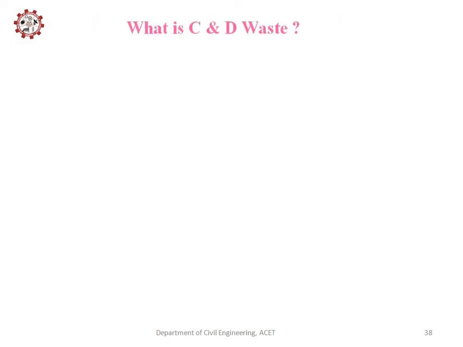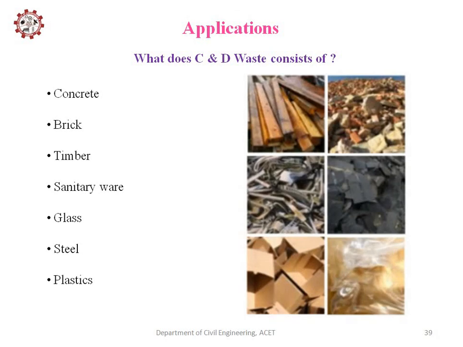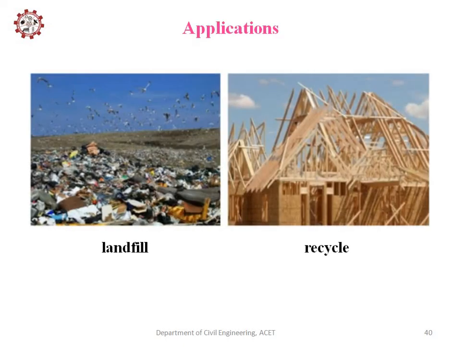So next you can see what is C&D waste. So this is the renovation 40%, demolishing 50% and new construction 10%. So applications, what does C&D waste consist of? These consist of concrete, brick, timber, sanitary ware, glass, steel and plastics. Where are the applications? Landfills, then they are again recycled.